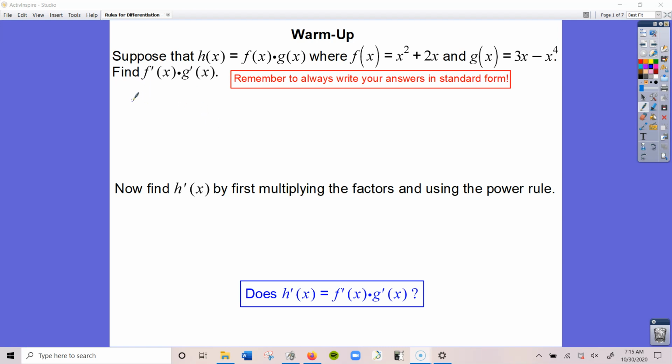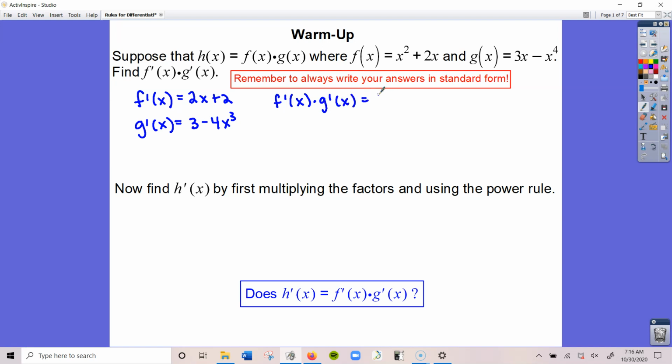So let's go ahead and find f prime. F prime of x is going to be 2x plus 2. And g prime of x is going to equal 3 minus 4x to the third. Now we're going to figure out what f prime of x times g prime of x is.